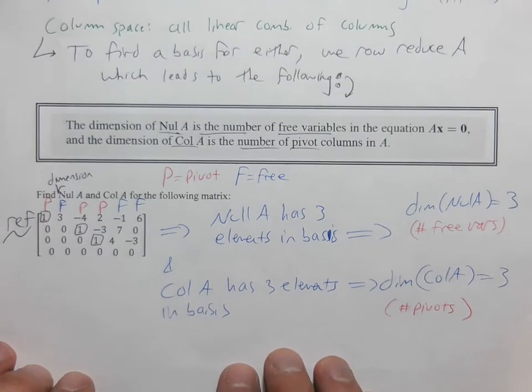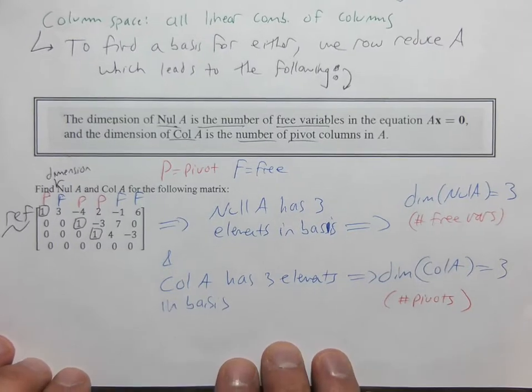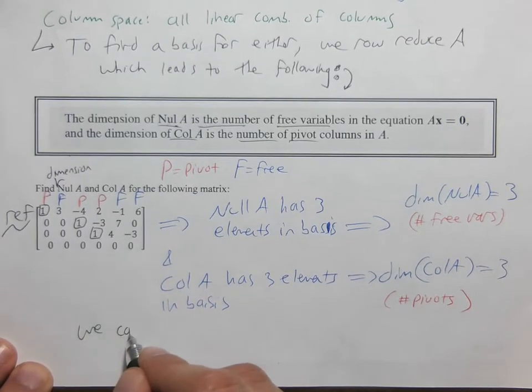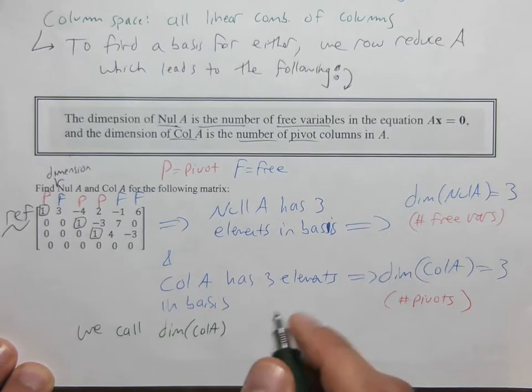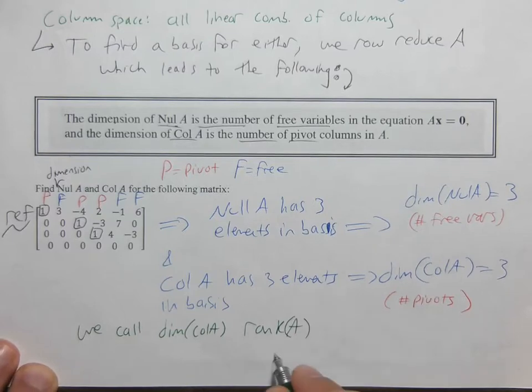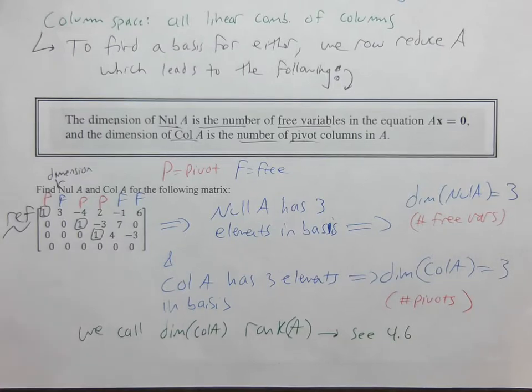And it turns out the number of pivots is a term in itself, which is actually the focus, or one of the focuses, of the next section. And so I'll just mention that here. We call the dimension of the column space, which is the number of pivots, the rank of matrix A. And this is what the next section's all about. And so I'm actually going to go right into that section since it's directly related to this.